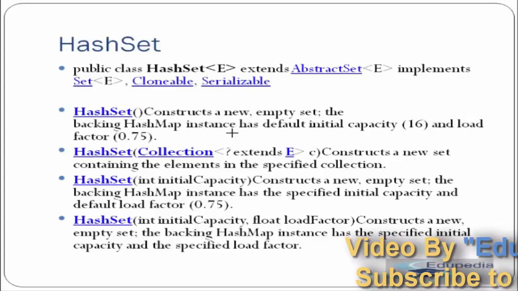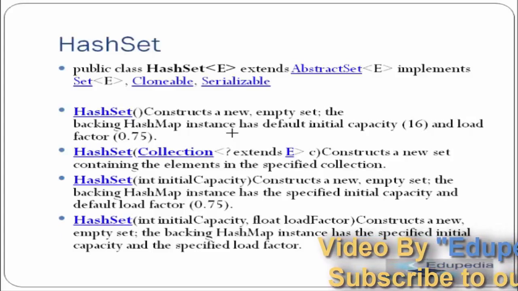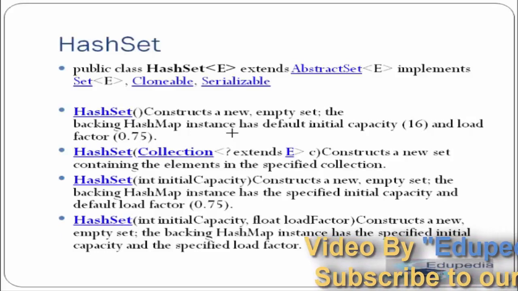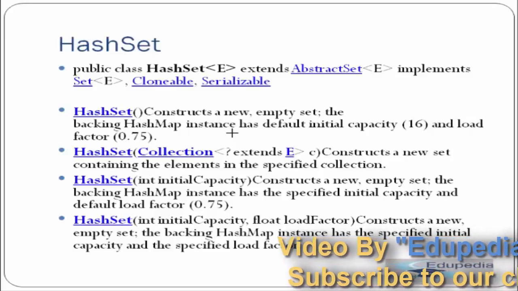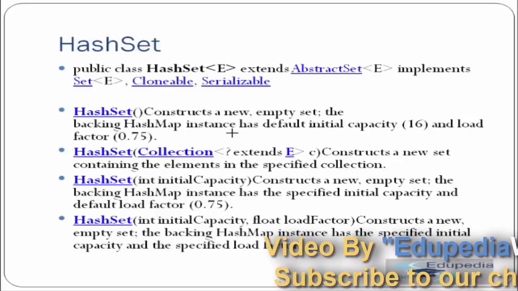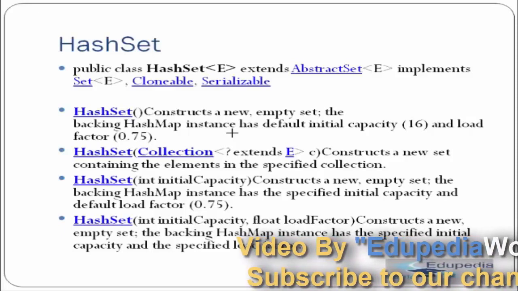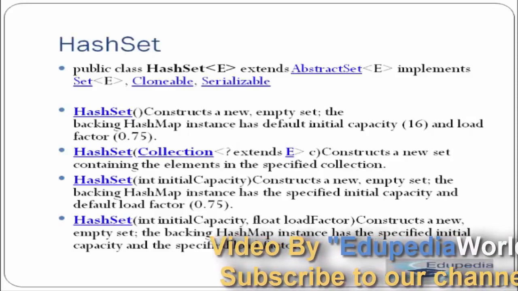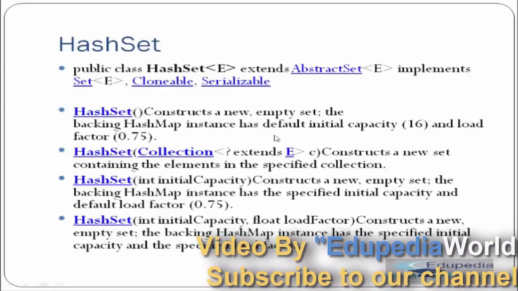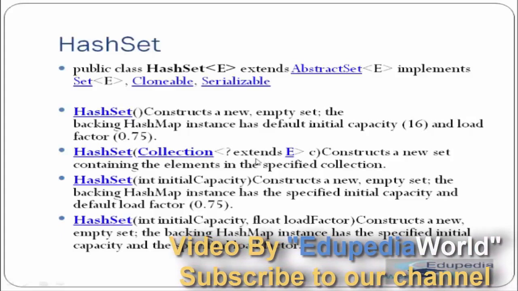Now there is another constructor which is taking a collection. This constructor will construct your hash set containing all the elements that are specified in the collection that you are passing as a parameter. Fine. Now you see that this collection can be of any type, which is either the same type E or something that extends E. Fine.